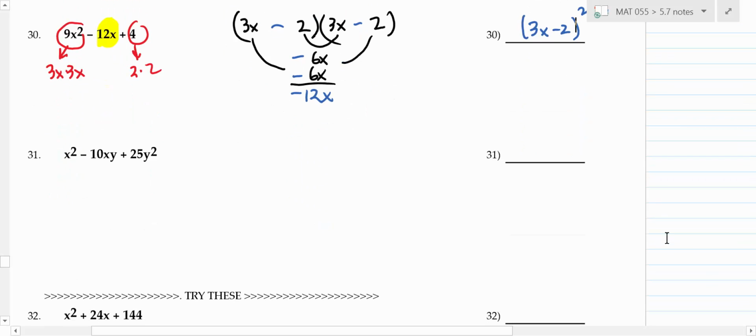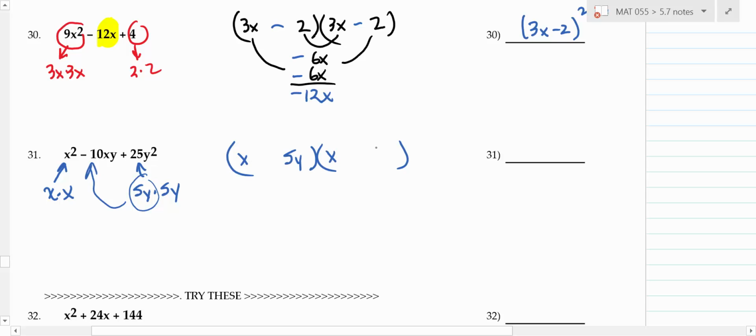Okay, let's look at this one, and I'll let you do a few problems to finish this up here. First term is a perfect square. Last term is also a perfect square because it's 5y times 5y. And then if you double 5y, doubling it gives you the 10. So what you would do with this one is, same idea. You put an x and an x there. You put a 5y and a 5y there. And the inner term is 5xy. The outer term is 5 times xy.